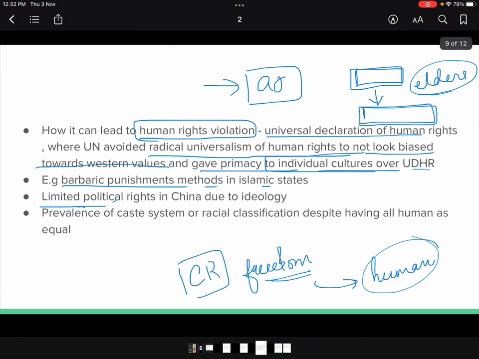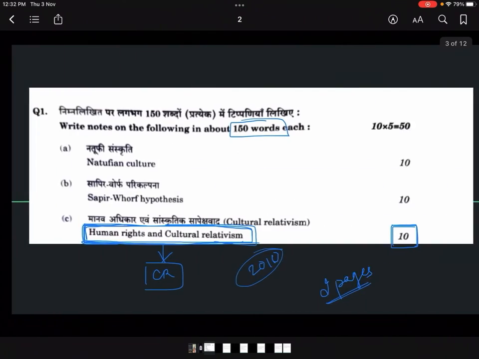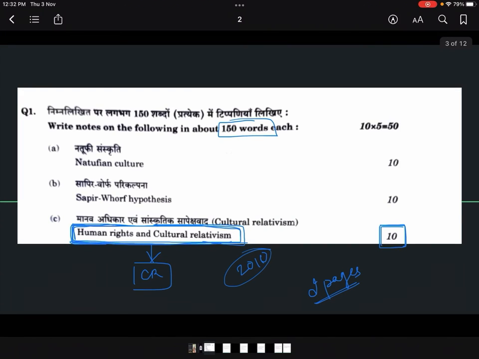So I hope you have a clear understanding of how to write an answer for human rights and cultural relativism. You can start off with a definition, then quote both the perspectives, how it violates, how it protects, and then the conclusion.